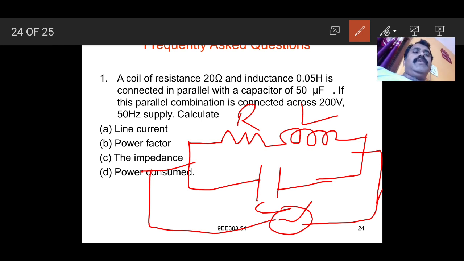So these are together connected to the voltage. Again we can assume R1 is equal to 20 ohms, L is equal to 0.05 henries and the capacitor C is equal to 50 microfarads. So if the parallel combination is connected across the 200 volts, 50 hertz supply, we have to calculate the line current, power factor, impedance and the power consumed.